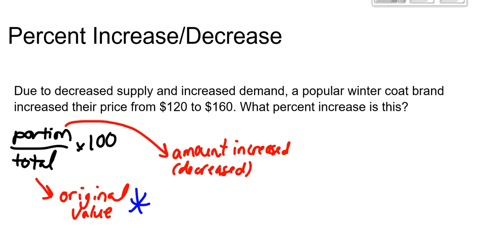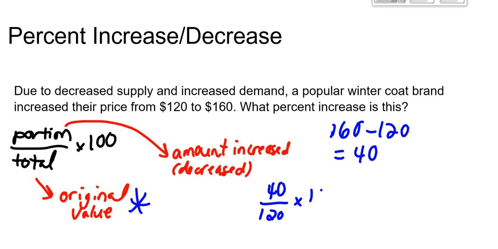So we've increased from 120 to 160. So the first thing we have to figure out is how much did we increase by? So we increased by 40. Then we want to figure out, well, what's our original value? In this case, our original value is 120. So to get the percent increase, all we're going to do is 40 divided by 120 and times that by 100. And when we do that, we're going to get 33.333%. So that means the price is increasing by 33 1/3%.